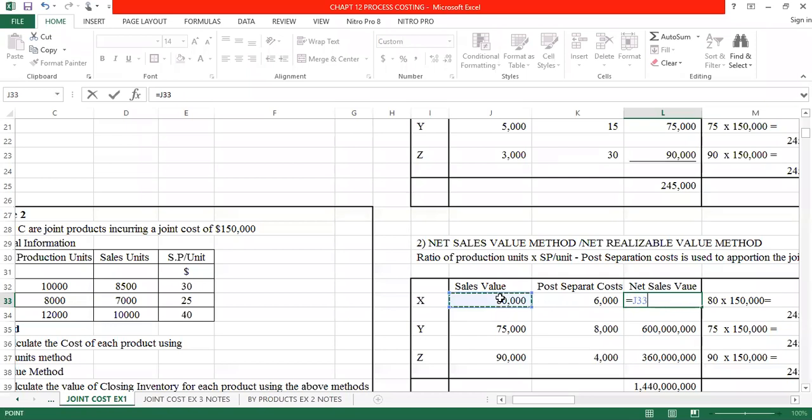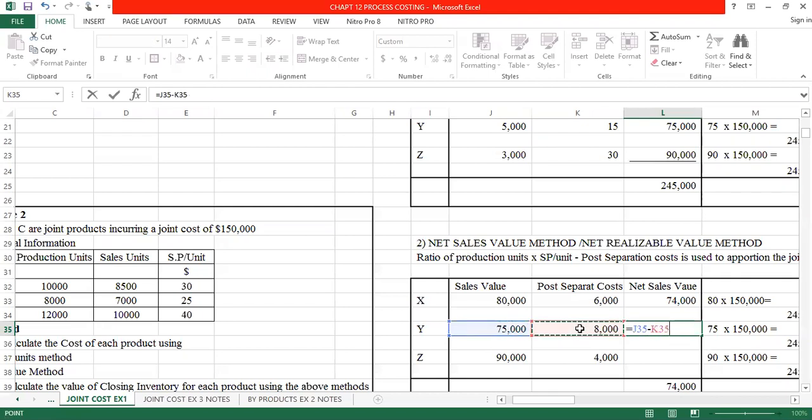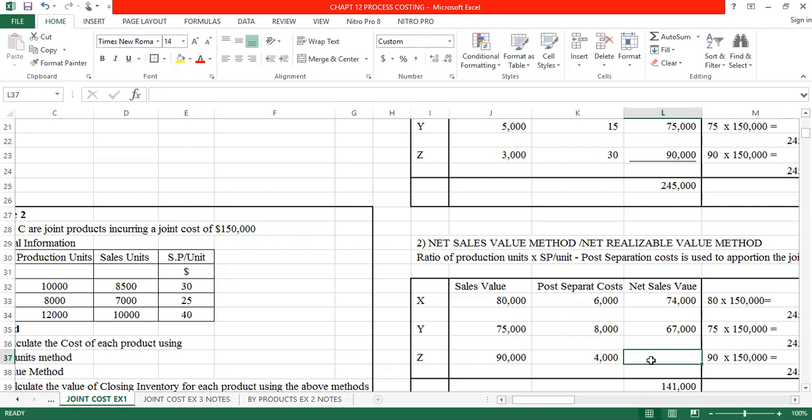We are saying it is this minus post separation, minus that. That is also not right. So it is this minus that. So this one is also 90,000 minus 4,000.